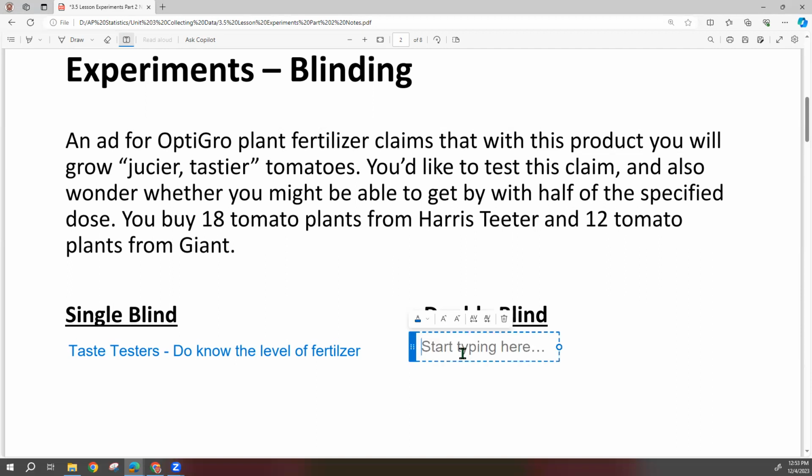A double-blind experiment would be that both groups don't know the treatment. So in a single blind, one group doesn't know. In a double blind, both groups don't know the treatment. If you can, a double blind experiment is good. Here we can't do double blind experiment because the tomatoes will never know which fertilizer they get.